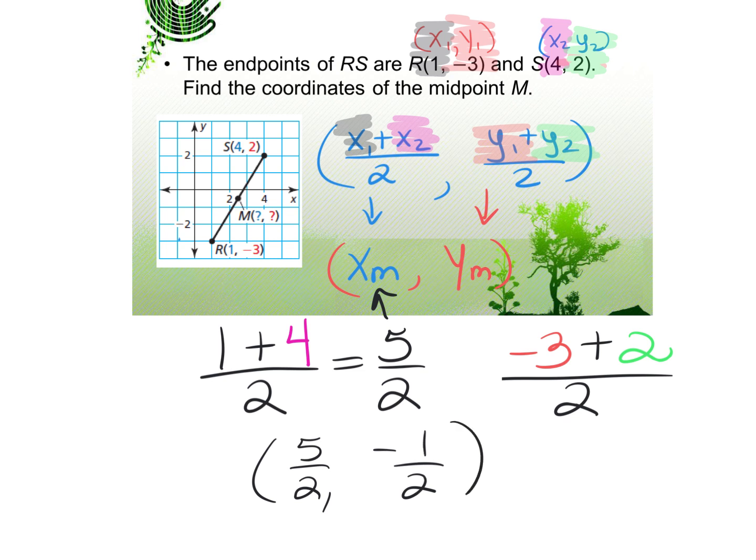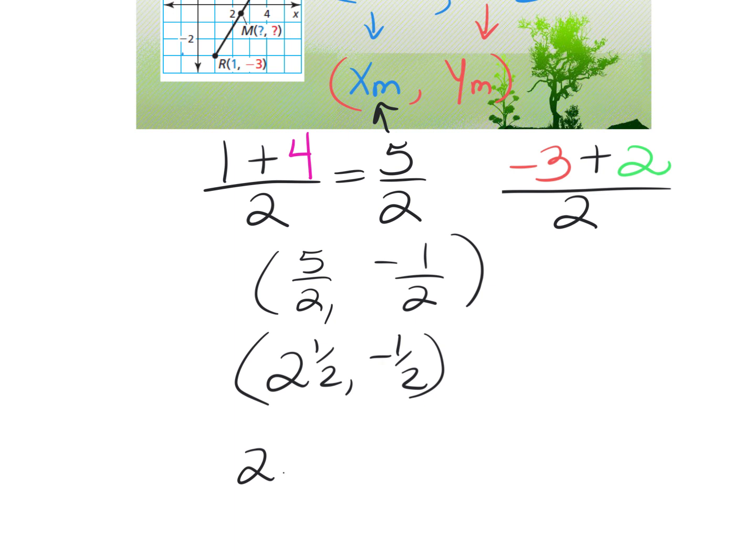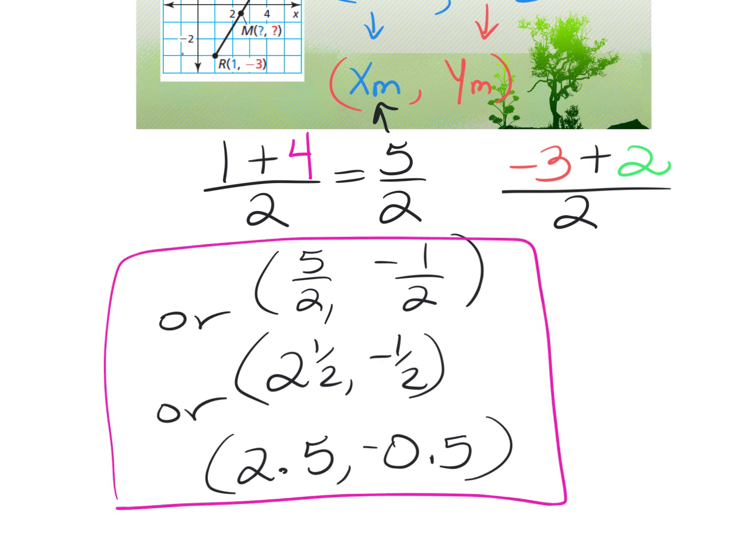Now, on the quiz, I'm okay with you leaving that x of your midpoint as an improper fraction. If you were to actually have to graph this, then I would probably want you to either make it a mixed number, or you could have also made it a decimal. So on the quiz, I would accept any one of these 3 answers.